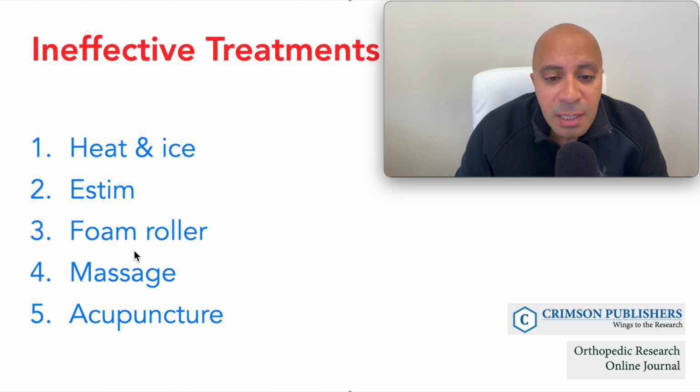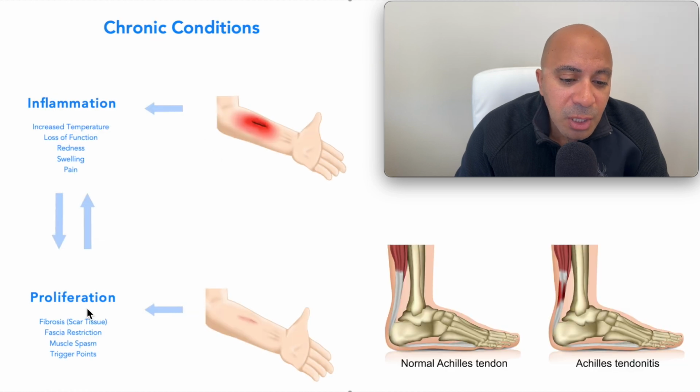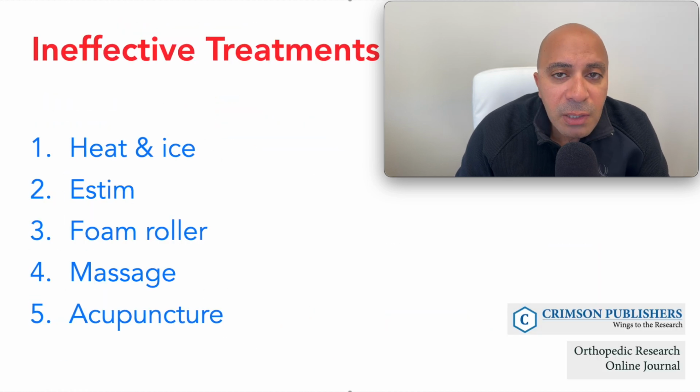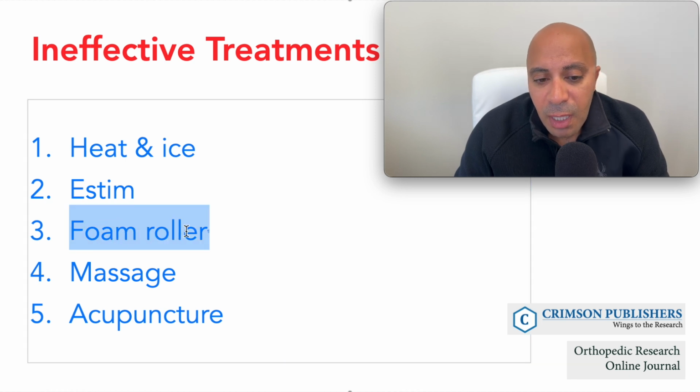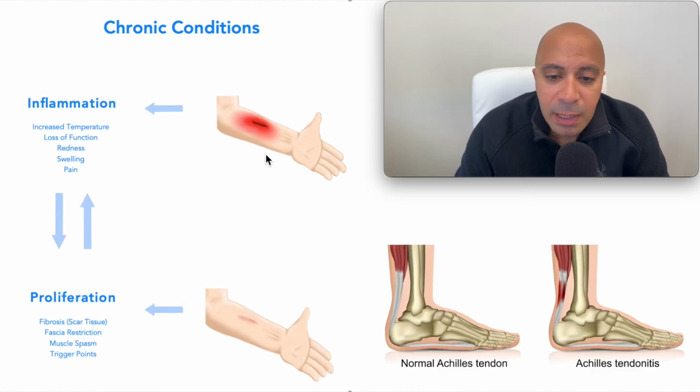Electric stimulation is temporary pain relief for any muscular pain, but does not do anything to the inflammation or proliferation stage. And I will leave a link underneath this video for the study that indicates those treatments do not provide long-term results for musculoskeletal issues. The third treatment that's very commonly used is the foam roller. If you use a foam roller on inflamed tissue, it's like rubbing on inflamed tissue, and you're going to inflame it more.